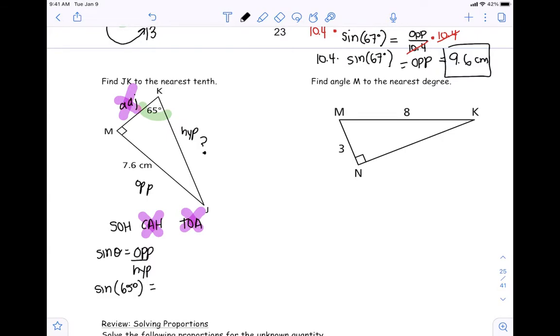We know the opposite is 7.6, and the hypotenuse is not given, so I just leave it as HYP. Okay, so there's a trick to this one that I'm going to show you because there are different strategies to do this that we will actually be using eventually, but right now there is a trick that you can quickly do that will save you a lot of time.